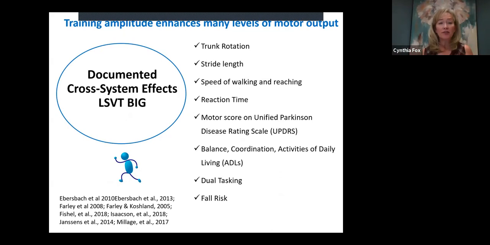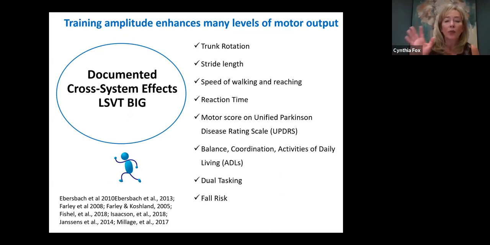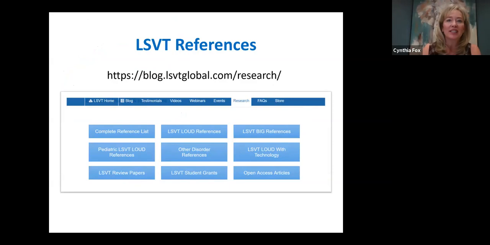Since then, smaller studies have looked at a range of other outcome measures: trunk rotation, how big the steps are, reaction time, dual tasking, and fall risk, and have also reported a number of positive findings following LSVT BIG treatment. But there's always, always more research to be done.